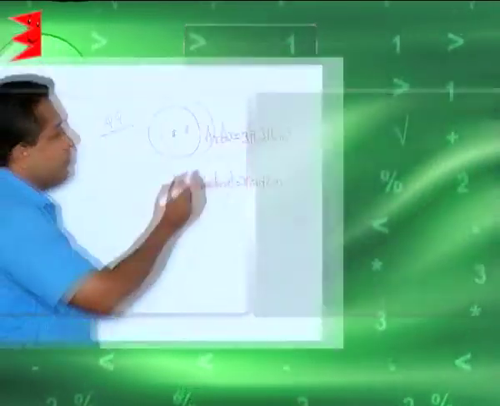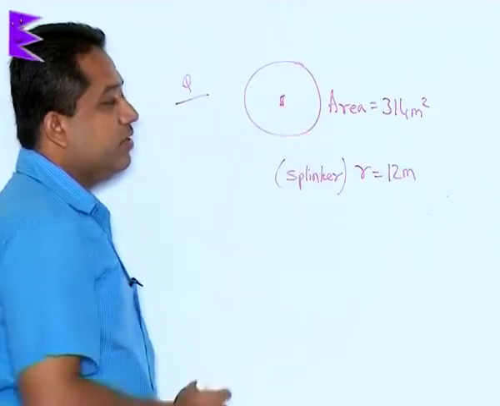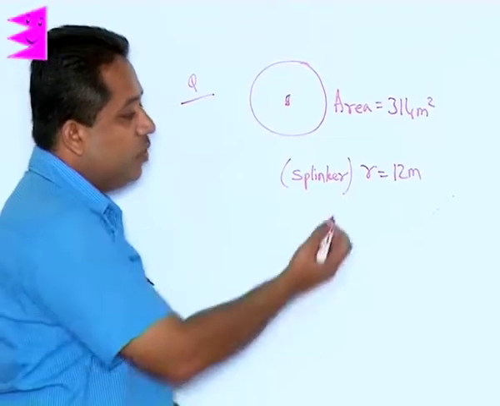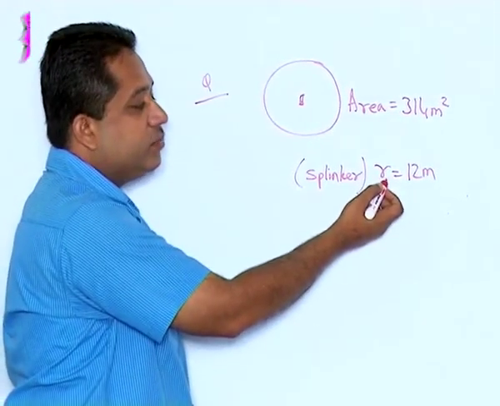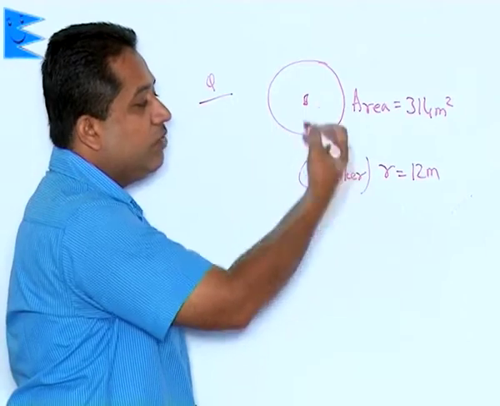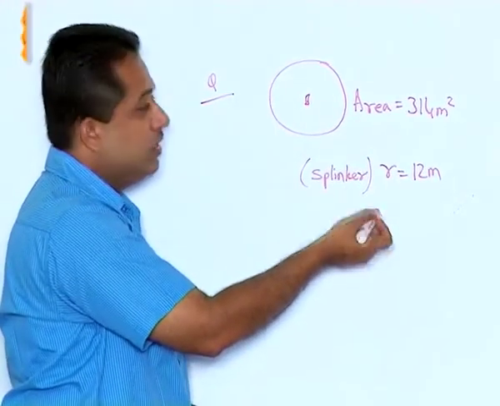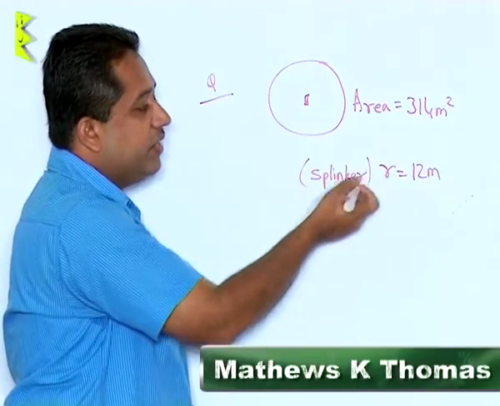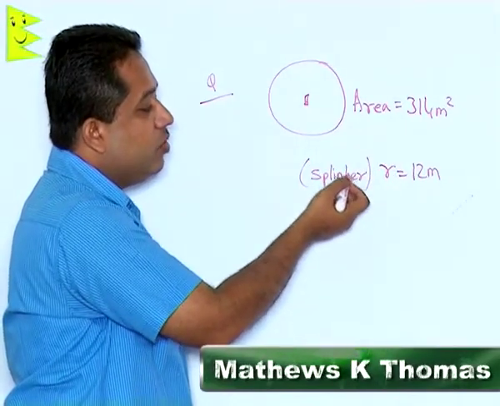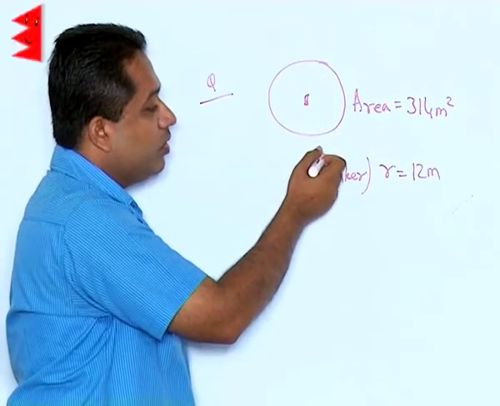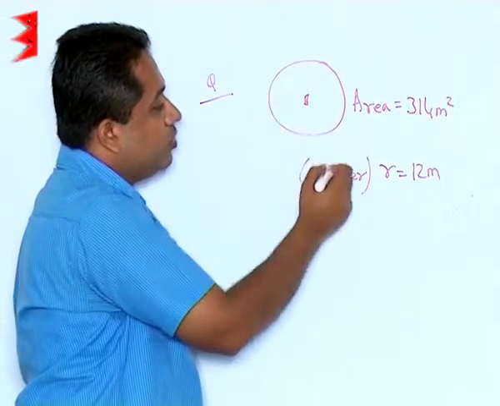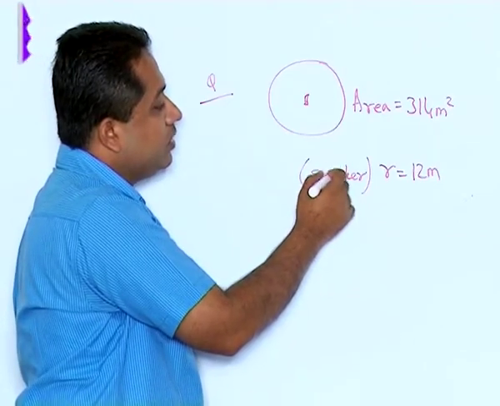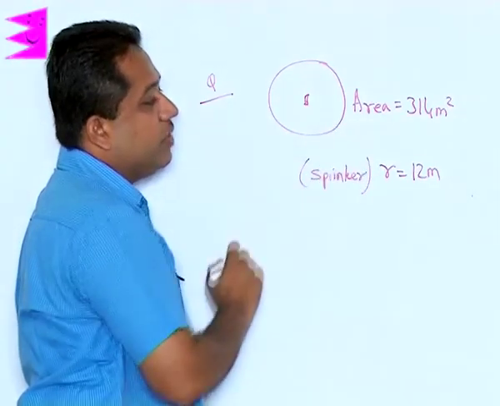For that, we have to first find out what is the radius of this circular park. If the radius of the circular park is much more than this, then obviously the sprinkler will not be able to give water to that portion of the lawn. But if the radius is equal or less, then the sprinkler will be able to give water to all the lawn here. So, here we are going to calculate first the radius of the park.